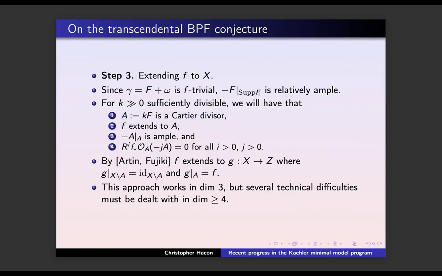And since minus F restricted to the support of F is ample, minus A restricted to A is ample. And we can check that if I make k sufficiently big, then R^i F lower star of O_A(-jA) is 0 for all i greater than 0 and j greater than 0. And then by a result of Artin or Fujiki, I can extend F to a morphism from the ambient variety X to Z, where the restriction to A is F, and the restriction to the complement of A is just the identity map.